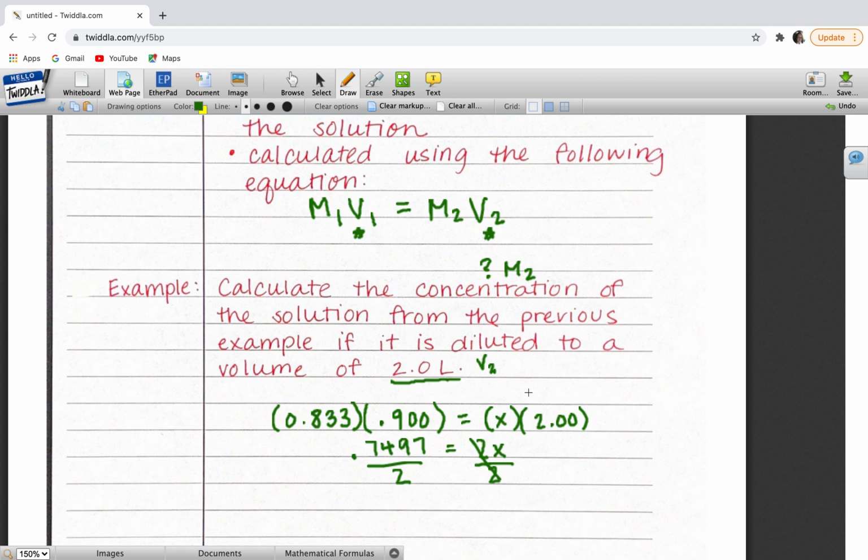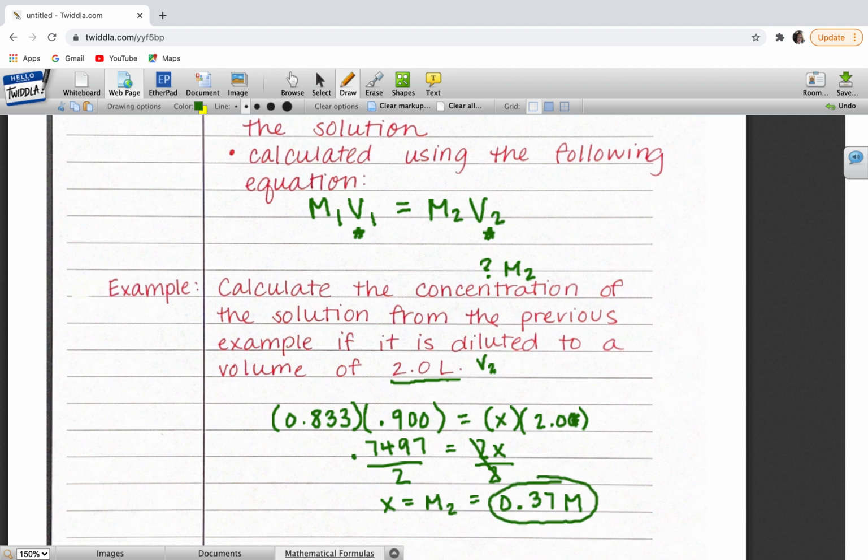Oh, and if I look at this, one was only 2 significant figures, so I'm only going to keep 2 significant figures in my answer. And so this x value represents my final molarity, and that is going to be a value of 0.37 molar solution. So that's going to be my final answer.